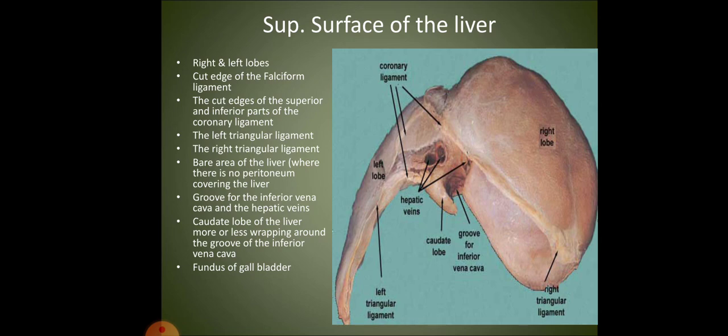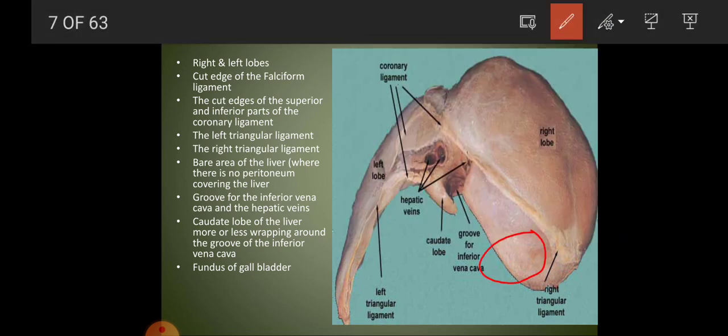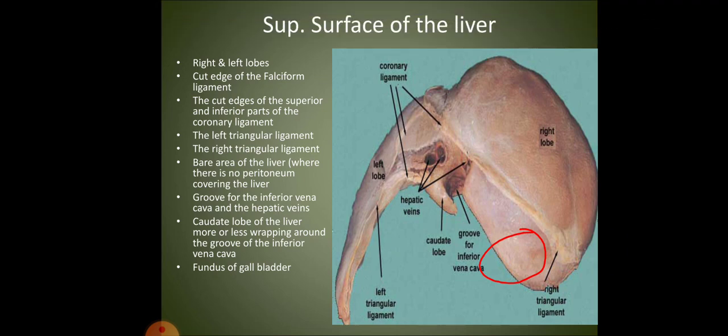Bare area of the liver is there. What is the bare area? Here no peritoneal covering is found on the liver. So this is the bare area of the liver, located at this point. Groove for the inferior vena cava is there. In this groove the inferior vena cava lies, and there is the caudate lobe of the liver, more or less wrapping around the groove for the inferior vena cava. There is the fundus of the gallbladder.